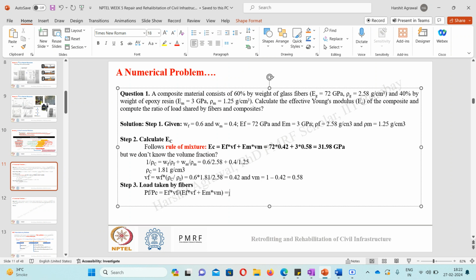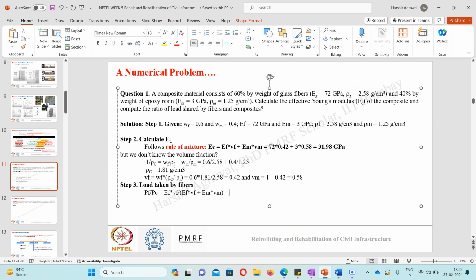What we do basically is, the load taken by fiber is nothing but the stress acting on fiber times the area of fiber, and total load taken by composite is the stress acting on fiber times the area of fiber plus stress acting on matrix times the area of matrix. Now we know stress can be written as Young's modulus into strain, and since strain will be the same in fiber, composite and matrix, it will cancel out, and the proportion of area will be the same as the volume proportion because the length of the composite is the same. Okay, so finally you will reach this relationship.